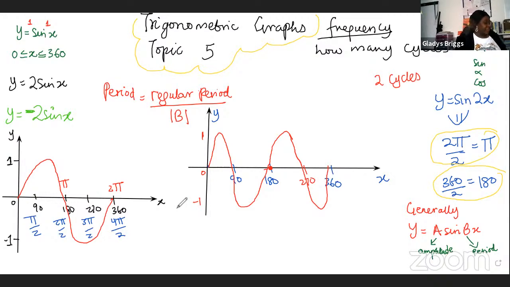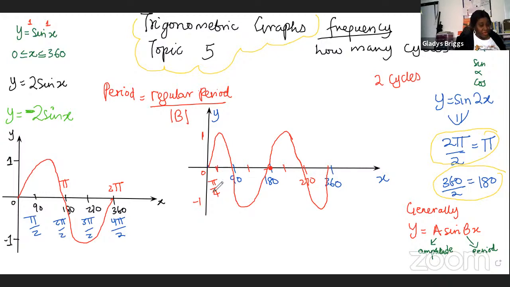So that's it. Now, if this is pi over 2 here, then here, I'm going to say here is pi over 4. 1 pi over 4, 2 pi over 4, 3 pi over 4, 4 pi over 4, 5 pi over 4, 6 pi over 4, 7 pi over 4, 8 pi over 4. That's how you do it in radians.